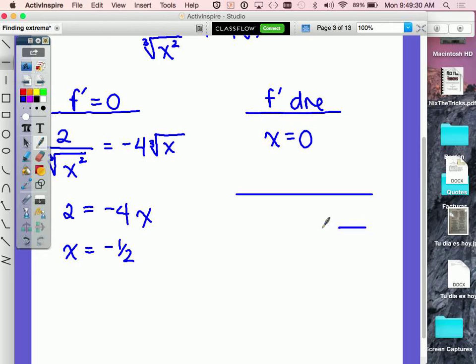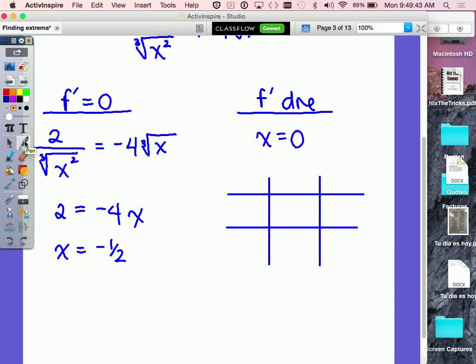So I'm going to have a couple of horizontal bars here, and I'm going to have 2 vertical bars, one for each critical value. It's important that I remember to label my sign chart, and so this is x equals minus 1/2, this is x equals 0, and I'm interested in looking at f prime and then at f. To the left of minus 1/2, I'm going to go back and look up here at my derivative function.